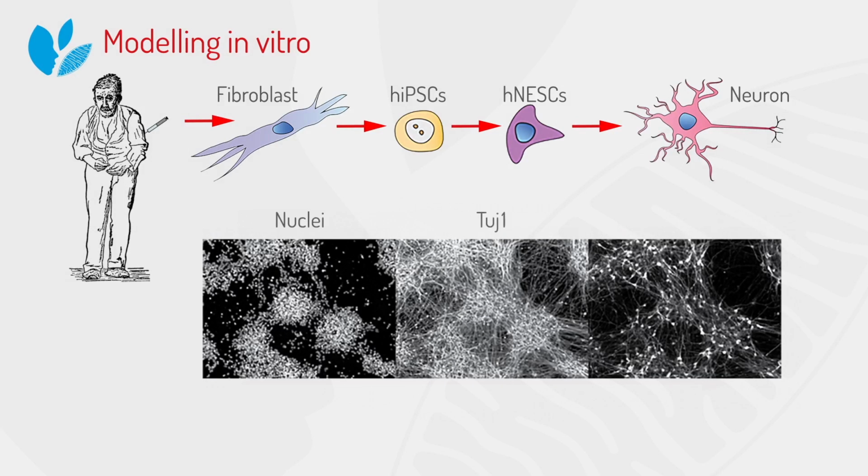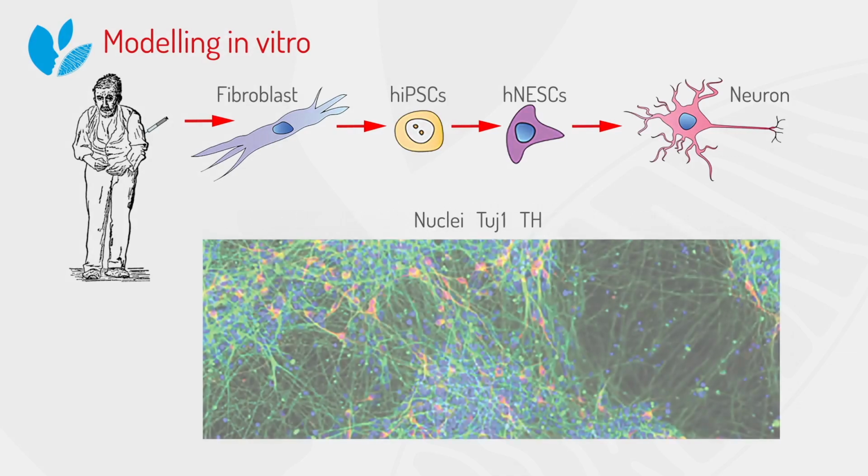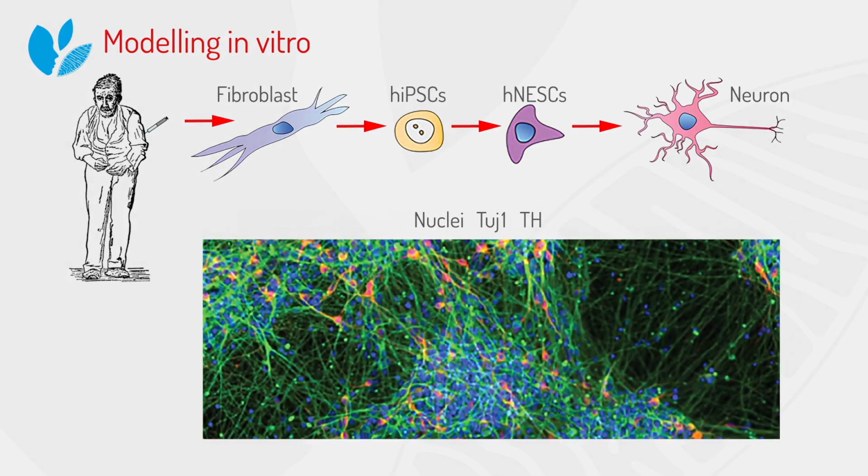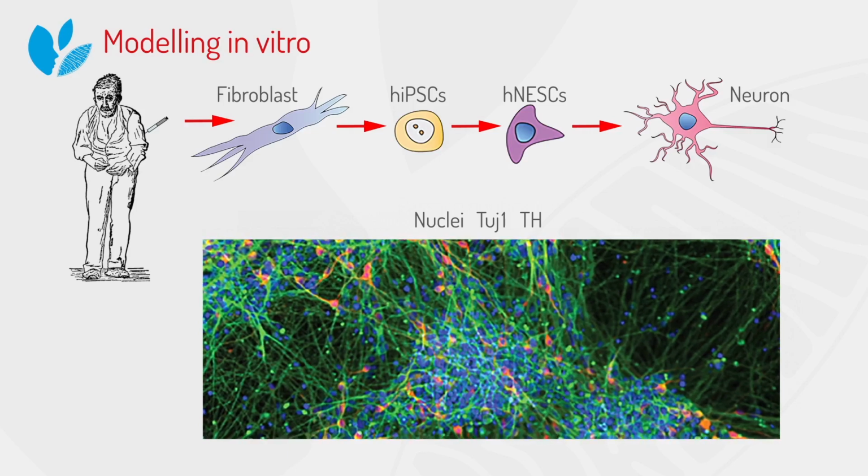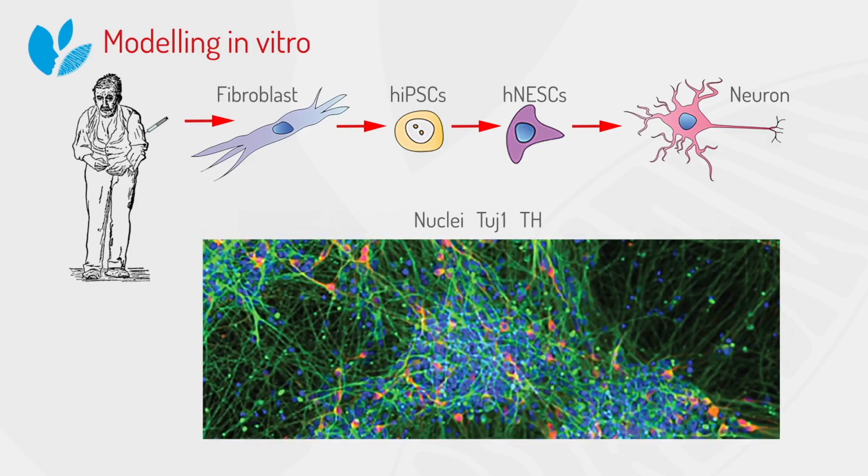In this image, you can see how different markers look, such as a nuclear marker, an overall neuronal marker, and the marker for dopaminergic neurons that we are using, TH.